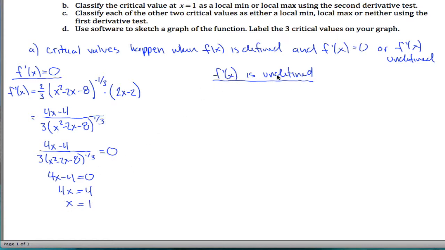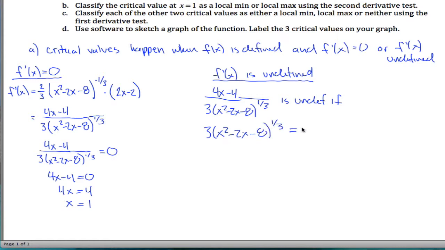Figure out when f prime of x is undefined. Okay, I know f prime of x, that's this thing right here. 4x minus 4 divided by 3 times x squared minus 2x minus 8 to the 1/3 power is undefined if 3 times x squared minus 2x minus 8 to the 1/3 power equals 0. Right? If you divide by 0, it's undefined. You can't divide by 0. So I need to figure out when this thing that's down in the denominator equals 0.